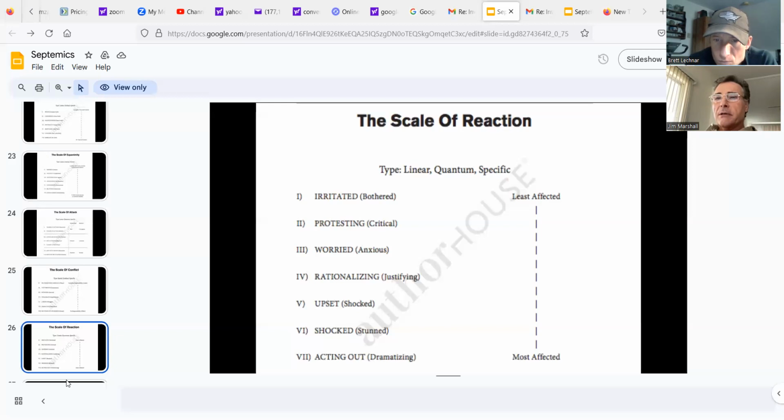You know? So below that is acting out. Now, acting out is dramatizing. In other words, you are literally acting something out.